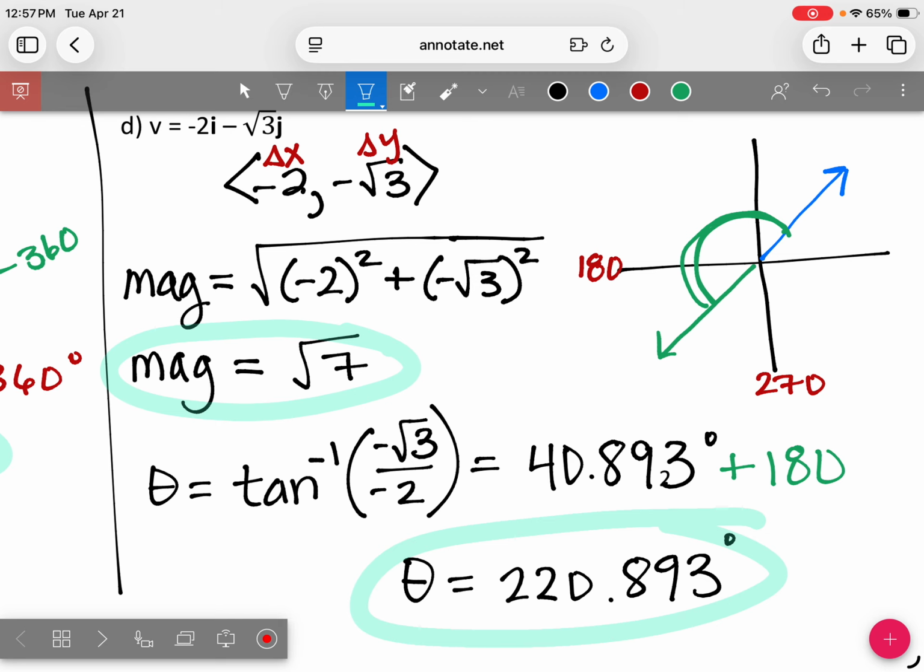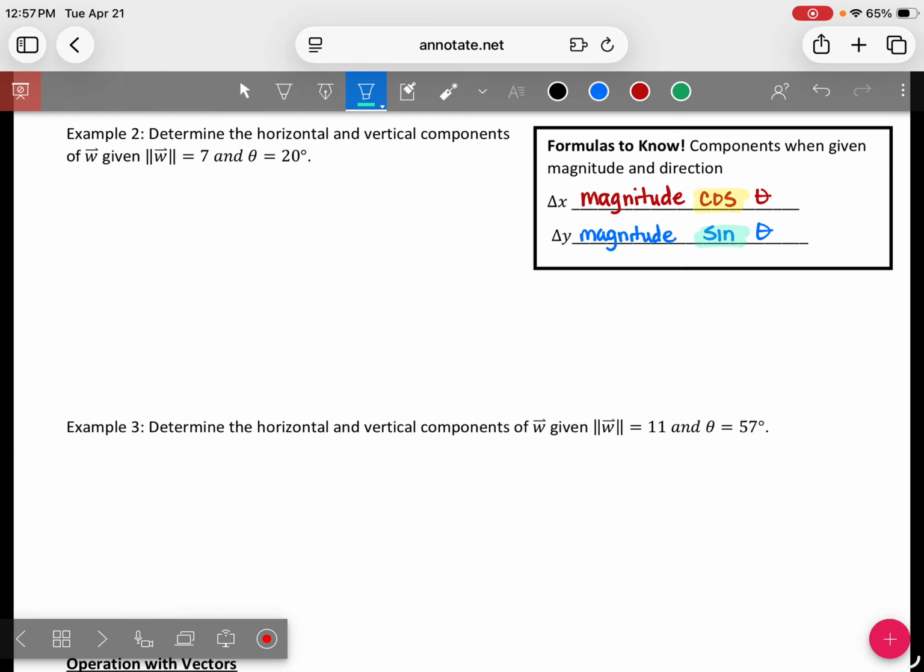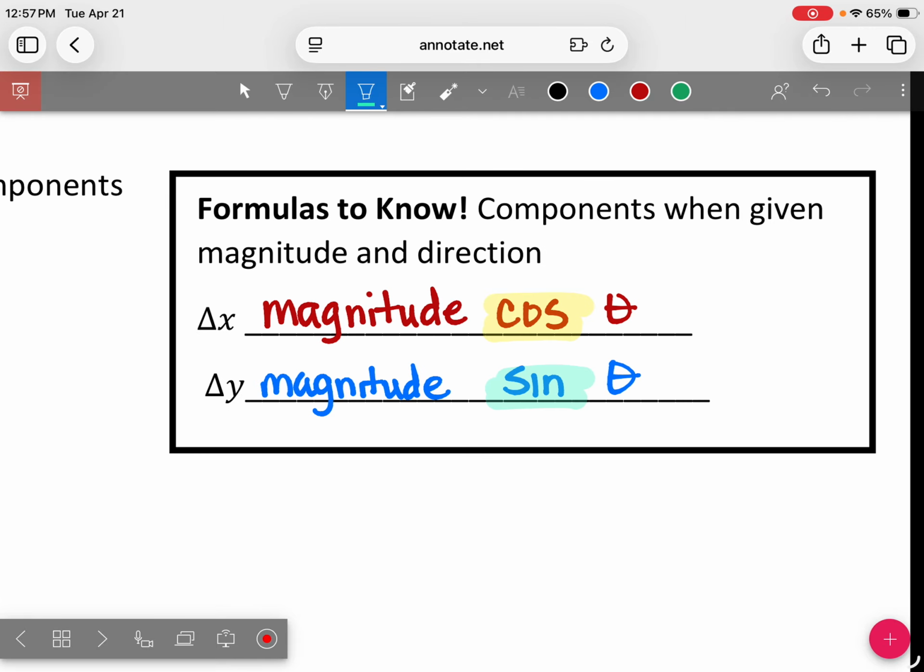All right, page 3, we got some more formulas to know. Formulas that you will not be provided, but you need to know. Go ahead and copy that in that box. So what we're doing here is finding our vertical component and our horizontal component. When I'm trying to find my horizontal component, I take the magnitude times the cosine of the direction. But for the vertical component, which is delta y, I take the magnitude times the sine of your direction.